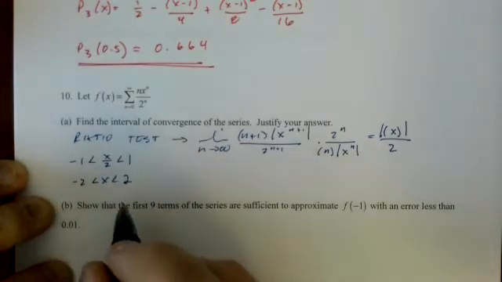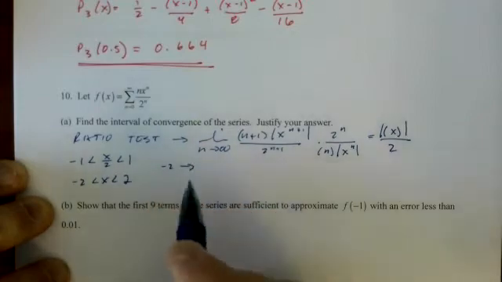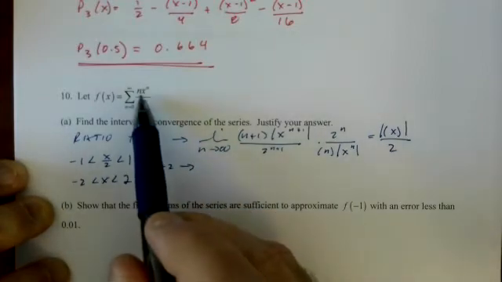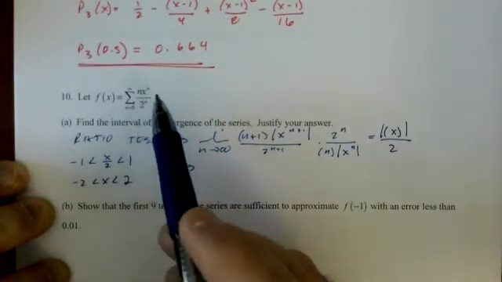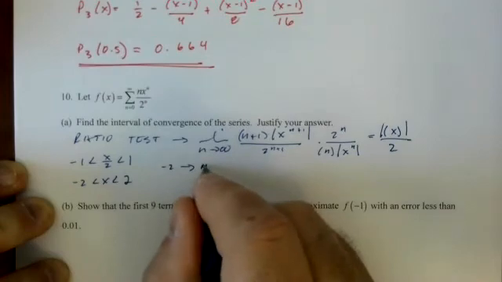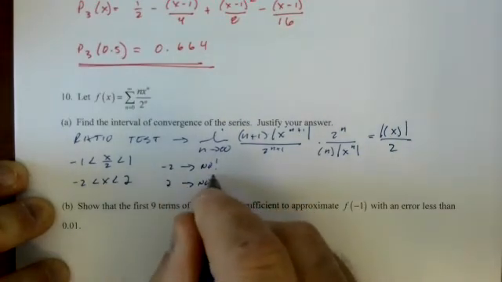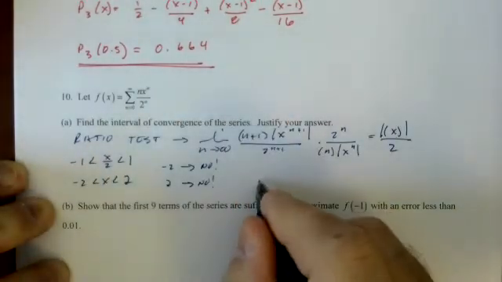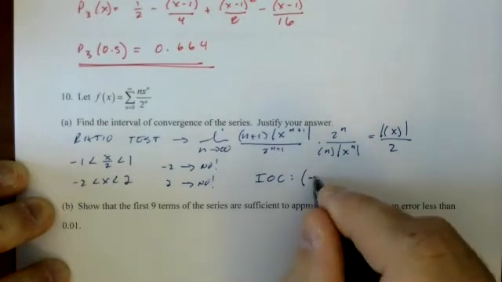Find the interval of convergence. I really got to go check my endpoints. Negative 2 goes in. I get n getting freakishly big, and I'm left with plus or minus 1. No. Plug in 2. No. So your interval of convergence is negative 2 to 2.